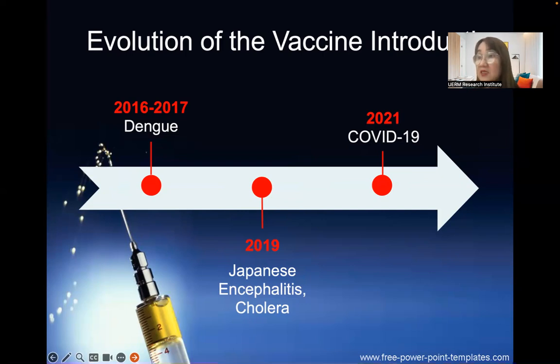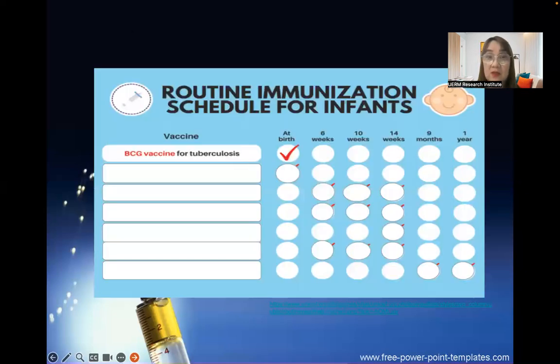Japanese encephalitis virus vaccine was introduced to Regions 1, Ilocos, 2, Cagayan Valley, and 3, Central Luzon, and Cordillera Autonomous Region or CAR in March 2019. Also, the use of cholera vaccine for high-risk exposure groups and during outbreaks. And currently, the ongoing COVID-19 vaccine rollout to priority groups in the country started in 2021.